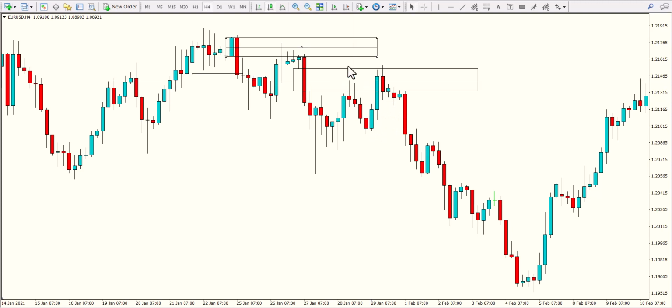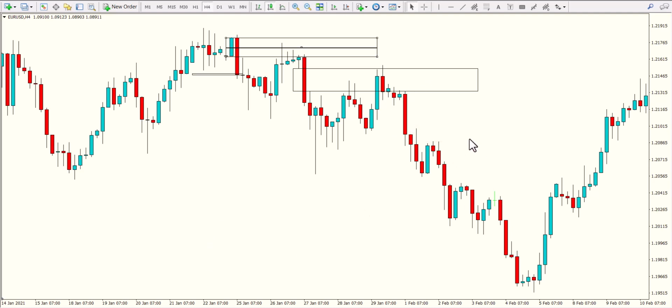Then the market did this. Then eventually the market raided all of this void before it started dropping. So we would have used order blocks to catch this trade from here, then would have used the fair value gap to catch this trade from here. Okay, so these are some of the tools you can use to catch entries in the forex market.